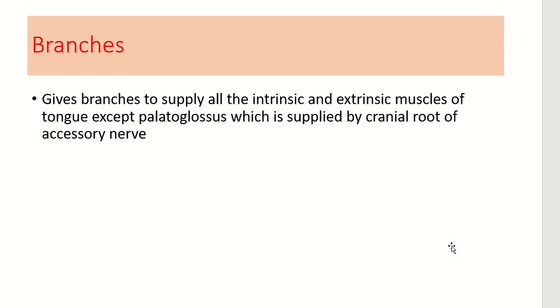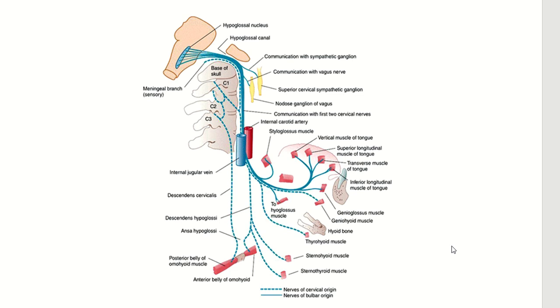Next, coming to the branches of the hypoglossal nerve, it gives branches to supply all the intrinsic and extrinsic muscles except palatoglossus, which is supplied by the cranial root of the accessory nerve. Here you can see the different branches coming from the hypoglossal nerve. So here is its formation from the hypoglossal nucleus. This nerve is exiting through the hypoglossal canal. It is accompanied by the meningeal branch of C1.